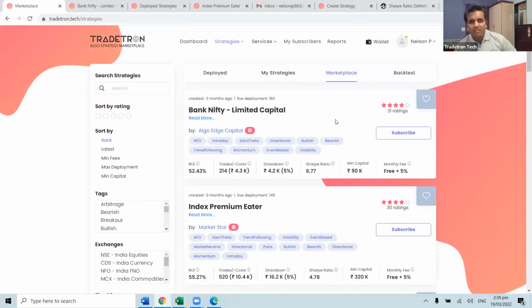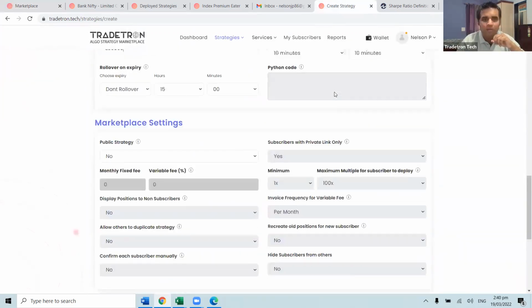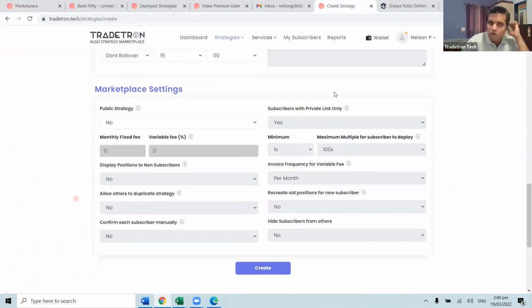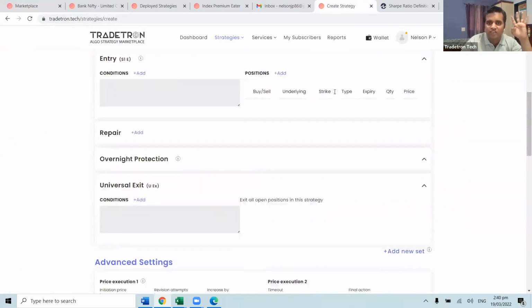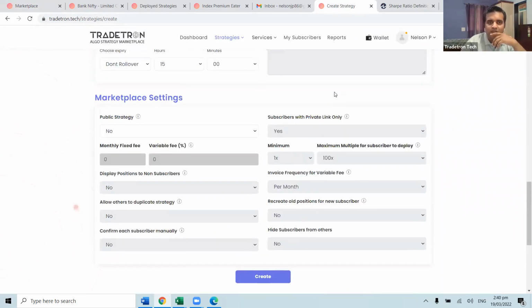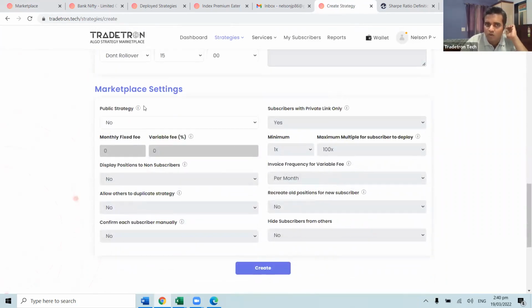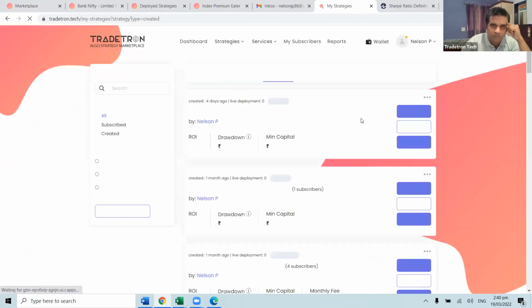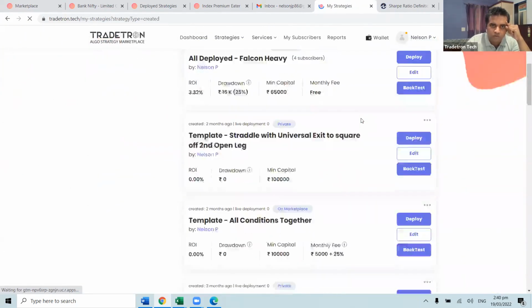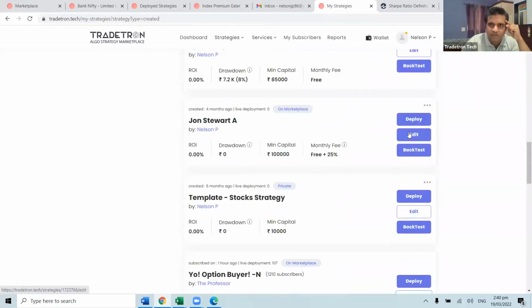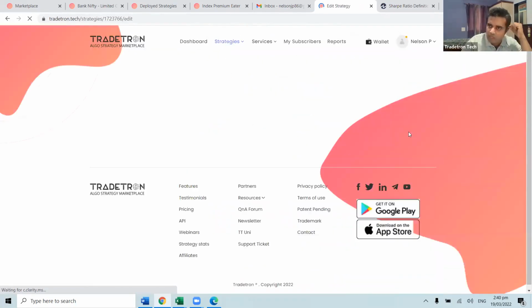So this is done. Now let's move on to something interesting and important that this session was about. That is our marketplace settings. All of you know that this is the strategy creation page, and these are the advanced settings I'm sure you have used. But let us discuss how to go about the marketplace settings. For that, let me open my strategy.